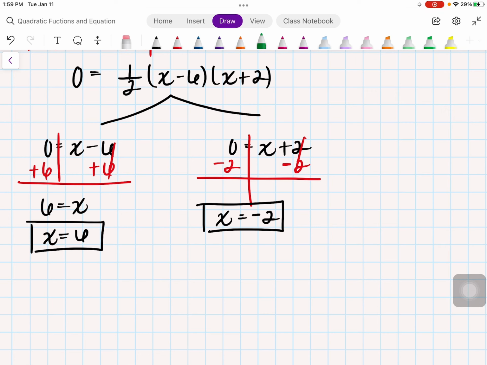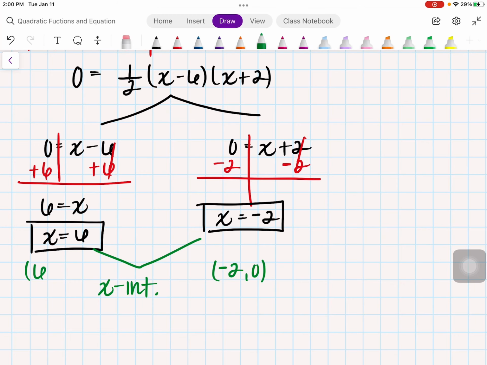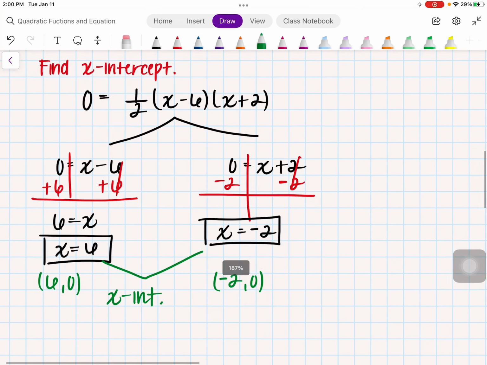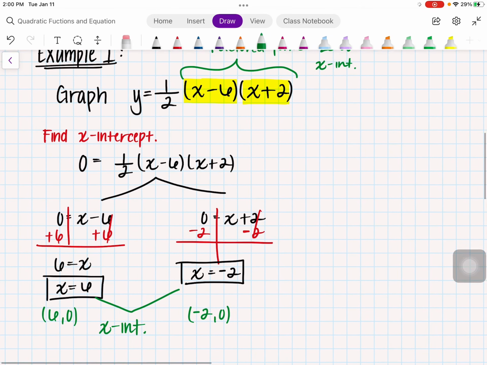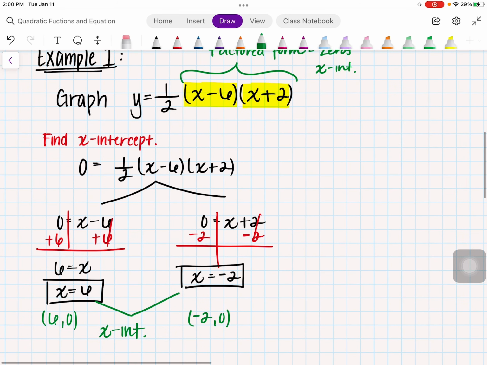Now, because these two are our x-intercepts, I'm going to go ahead and do those in green. X-intercepts. Those are going to be points. So these points would actually be -2, 0. So once you graph it, it's that point. And it's also going to be the point 6, 0. So we have 2 points there. Now, in this case, guys, we want to go ahead and now focus on finding the vertex. Let's do it in purple.